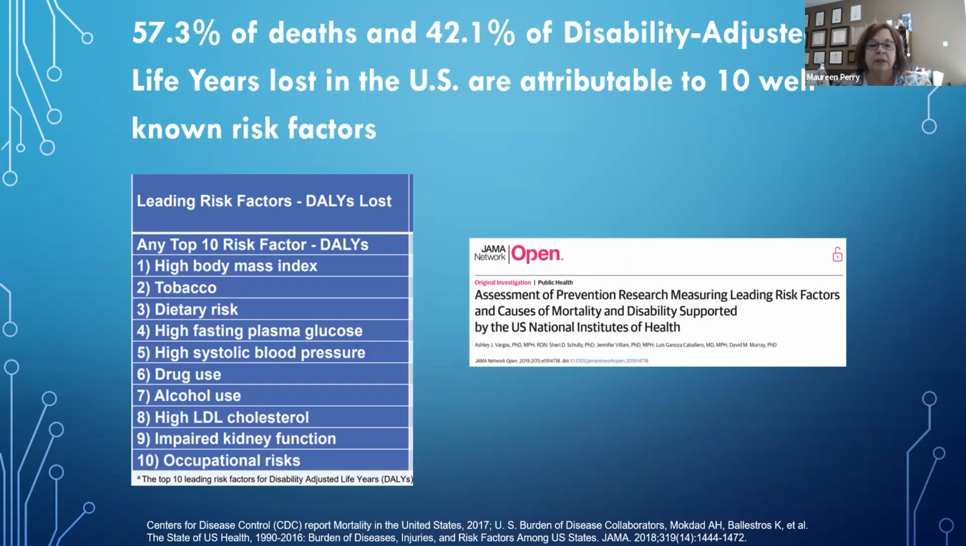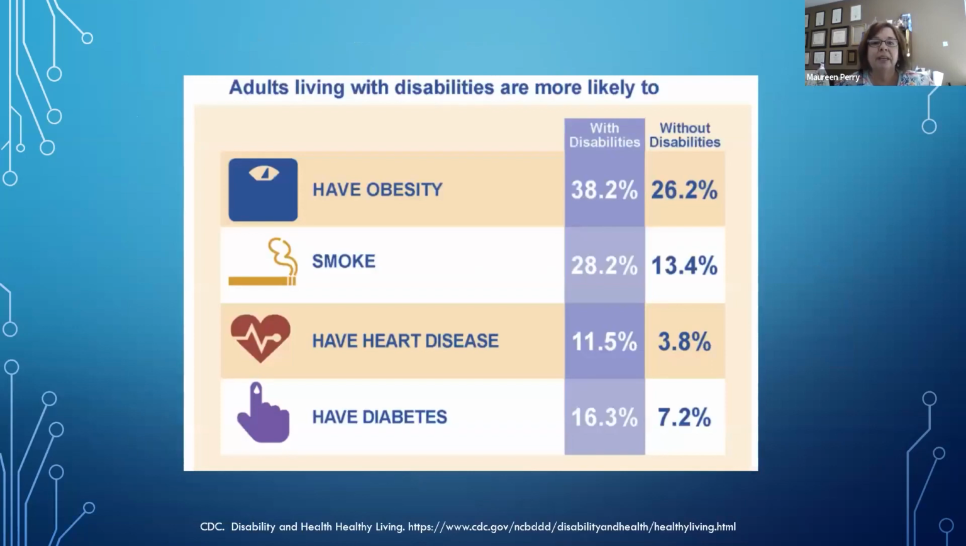and occupational risks. So when you look at ourselves and our patients, yeah, it's pretty common, a lot of lifestyle things there, right? And so adults with disabilities are more likely to be obese, smoke, have heart disease, and have diabetes. We certainly see that in the populations that we see. You don't usually see one of these things without some of the others.